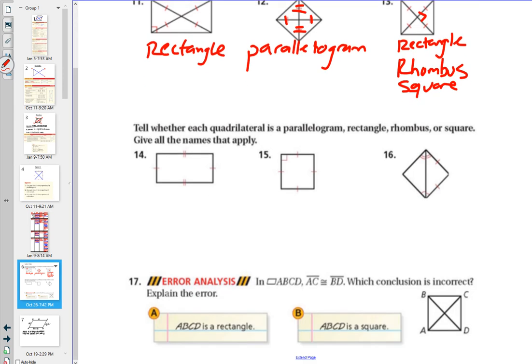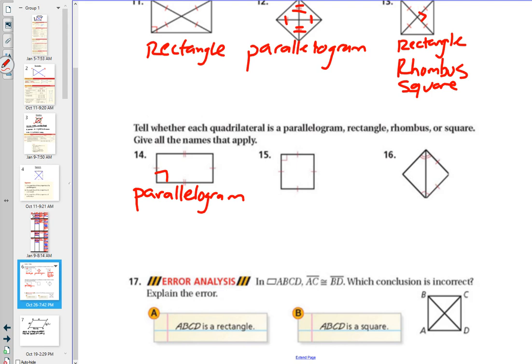Both sets of opposite sides. I know it looks like a rectangle, but based on the way it's marked, if all I know is that both pairs of opposite sides are congruent, we only have enough information there to say parallelogram. Because in order to be a rectangle, they'd have to tell me that at least one of those angles is 90. How about the next one?